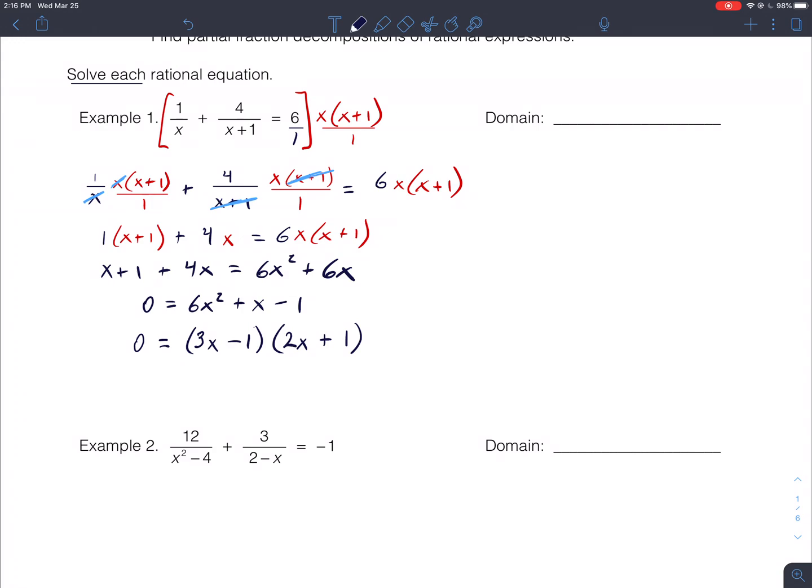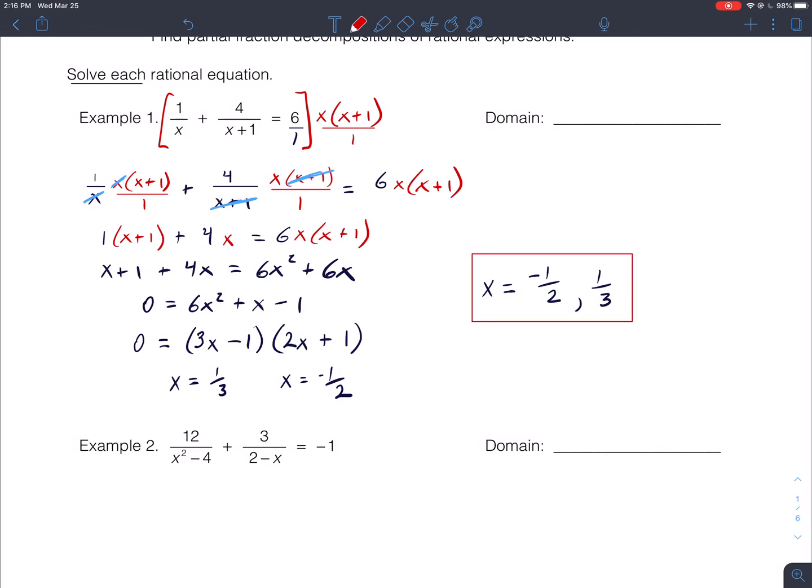And so we set each factor equal to 0, and we solve. We've got x equals 1/3 for the first expression, and x equals negative 1/2 for the second expression. And so those are our two answers: negative 1/2 and positive 1/3. Now, I left the domain off here, and I probably should have done that first, but let's talk about that now.